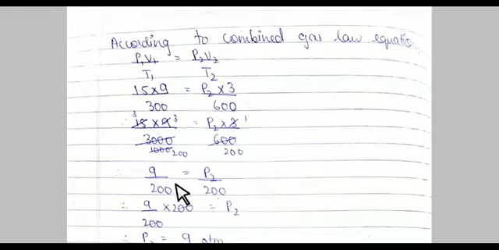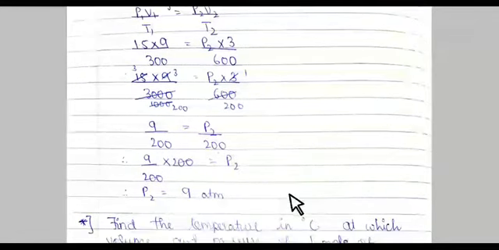So what will we get? We will get 9 upon 200 is equal to P2 upon 200. Arrange the formula. So it will become P2 is equal to 9 upon 200 into 200. 200 will be cancelled. And what we will get? P2 is equal to 9 atmosphere. Atmosphere is nothing but a unit of pressure.